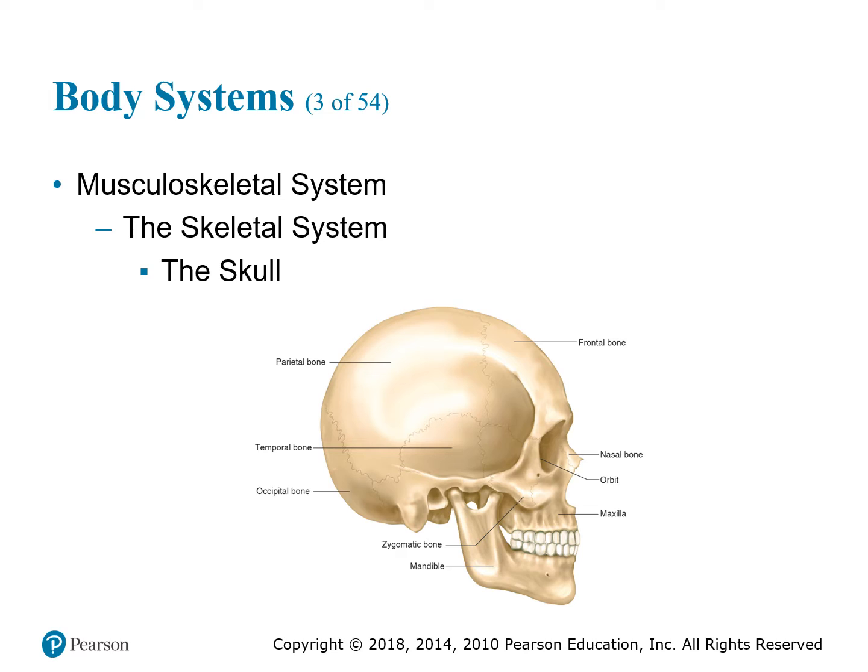So frontal bone here, we have our parietal bone here, it's going to be on the left and right sides. Temporal bone here, we have our occipital bone here. You have the orbit of the eye. You have the maxilla, which is the upper jaw. You have the mandible, which is the lower jaw, the only movable joint in the skull. You have the zygomatic bone, which is the cheekbone. We have our nasal bone.